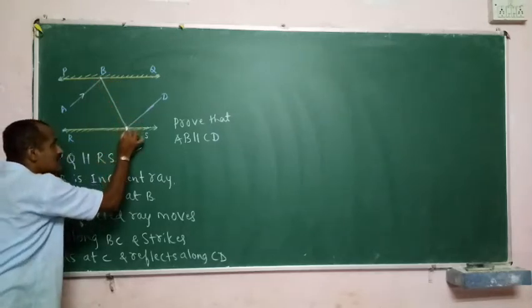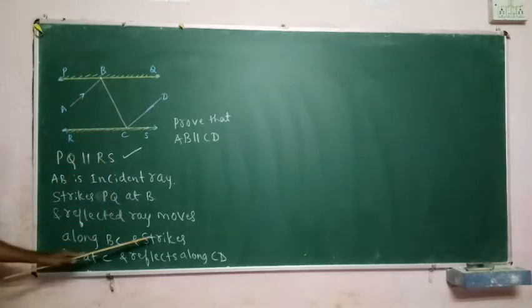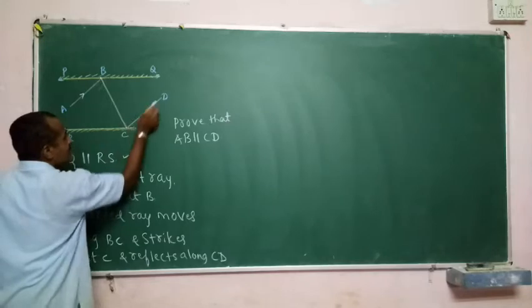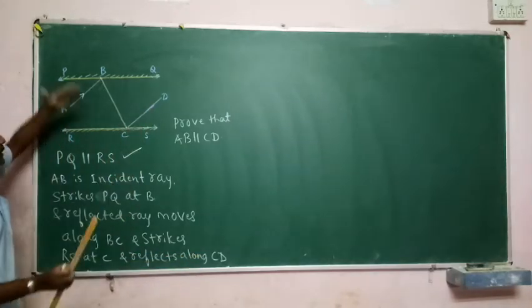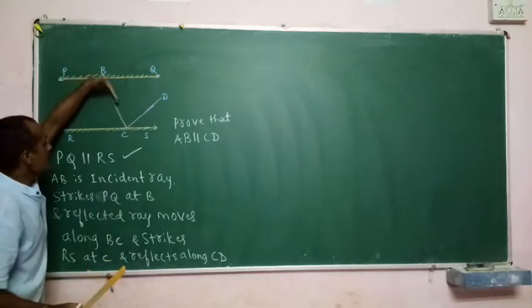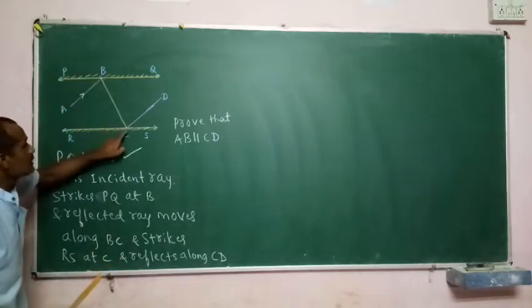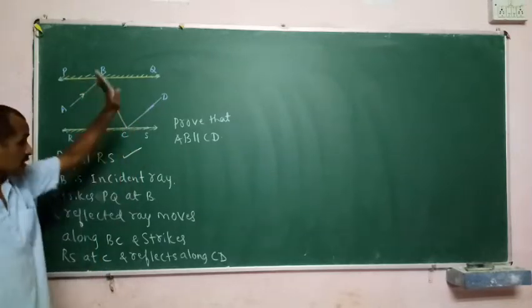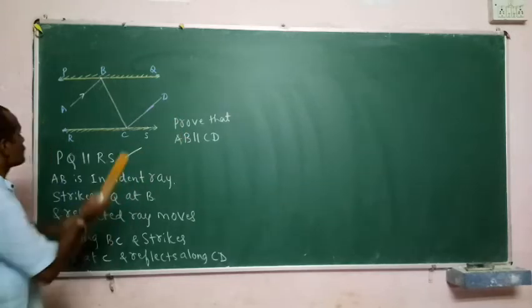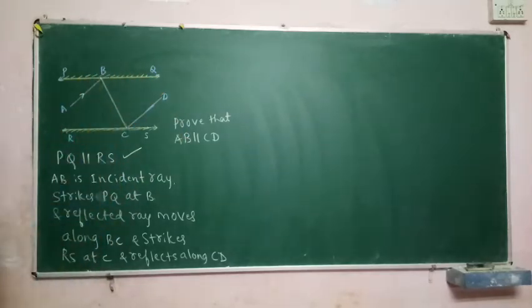Again, it strikes the mirror RS at C, and again it reflects along CD. So this is the incident ray, and this is the reflected ray at this particular point. For this point, this is the incident ray and this is the reflected. This much is given, and they asked us to prove that these two are parallel to each other.